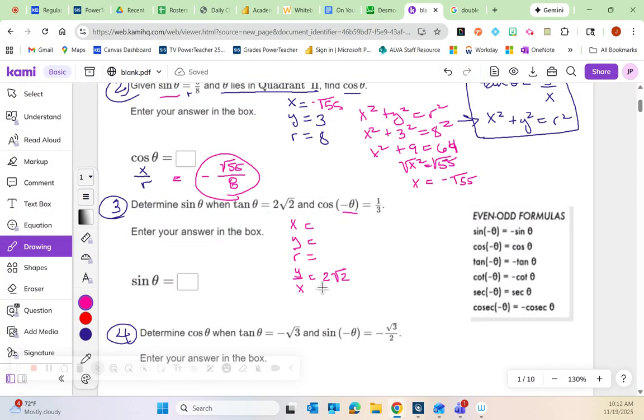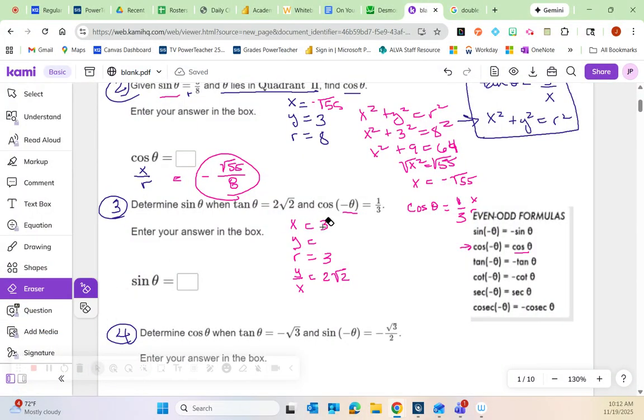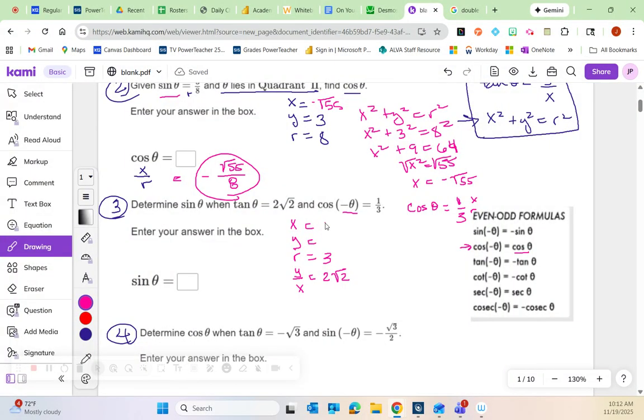Okay, so they're giving me y divided by x is 2 square root of 2, and the cosine of negative theta is 1/3. So if we look at cosine of negative theta, that's equal to cosine of positive theta, so we can just go ahead and leave this, change the negative to a positive, and keep what's on the right-hand side according to the even and odd formulas. So that means we know that x is 1. Since I know cosine, x is 1 and 3 is r. And I wrote the wrong thing. X is 1, my bad. And the radius is 3, and so we don't know y.